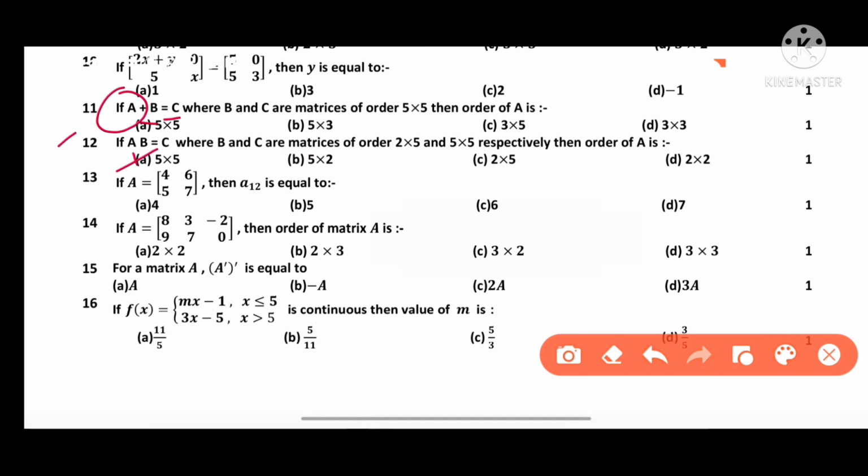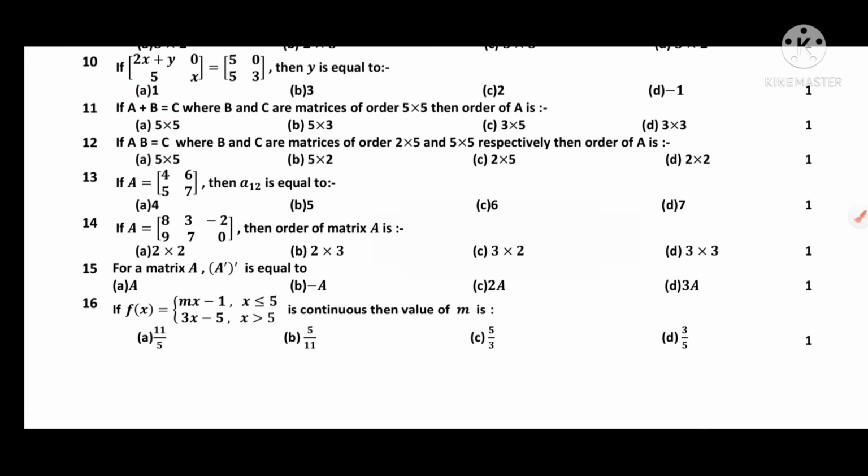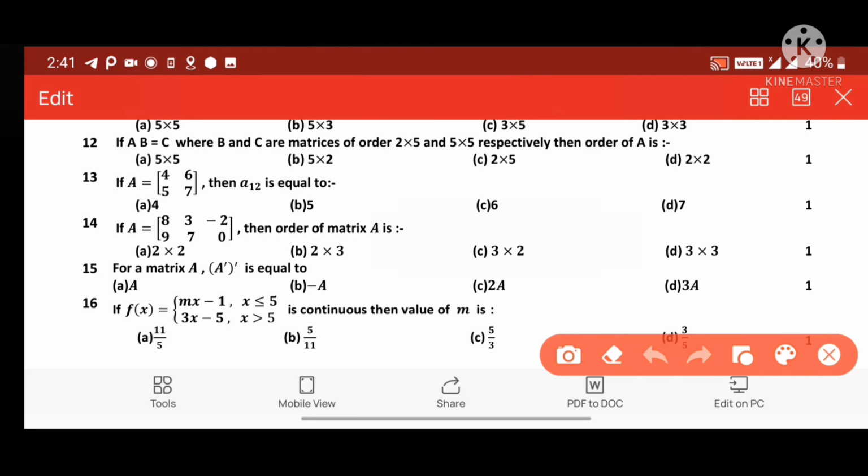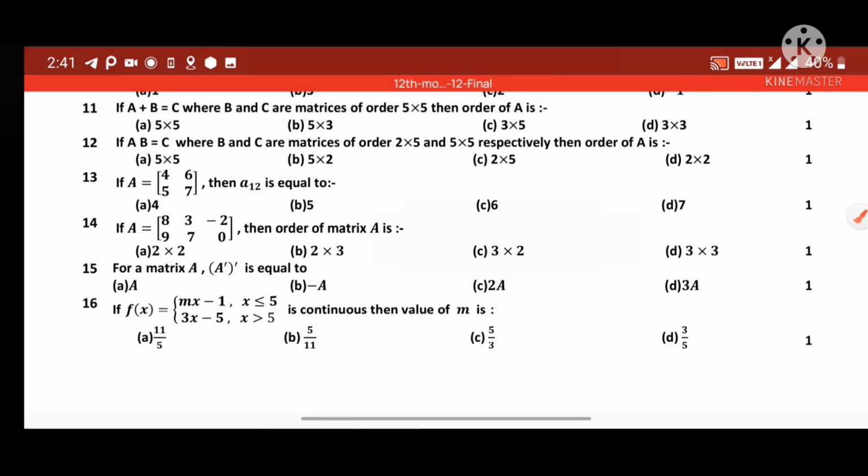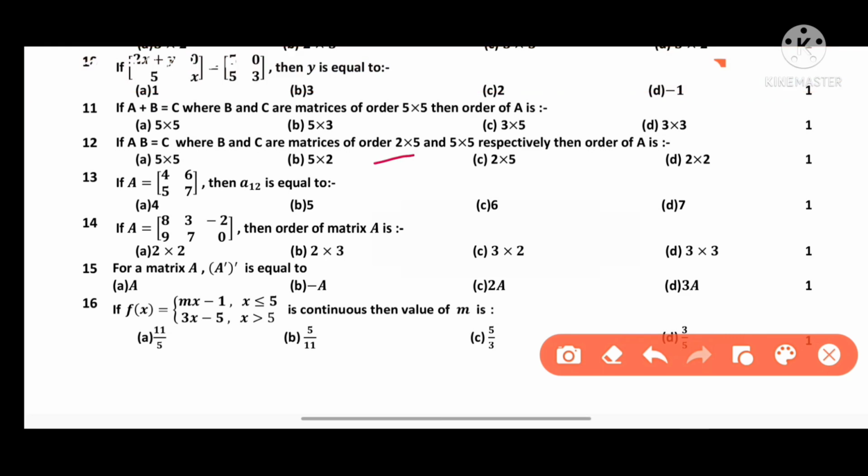Next, question number 12. If AB is equal to C, where B and C are matrices of order 2 by 5 and 5 by 5 respectively, then the order of A is. Now the order of B and C is given. The order of B is 2 by 5 and the order of C is 5 by 5.